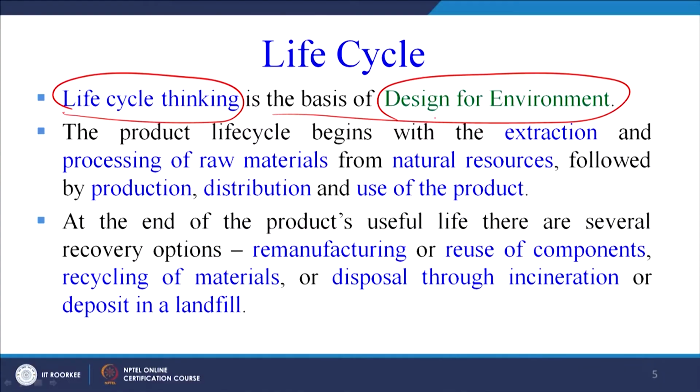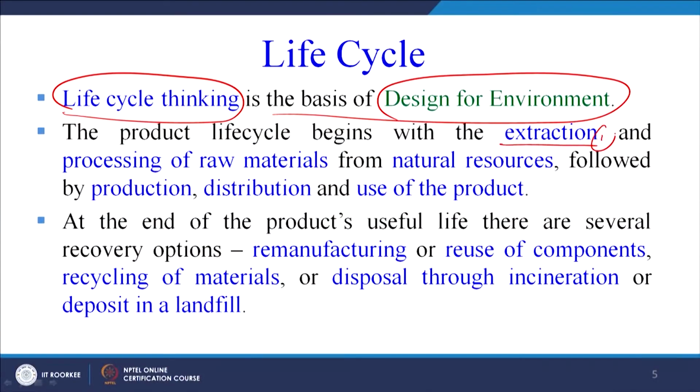The product life cycle begins with the extraction and processing of raw materials from natural resources, followed by production, distribution and use of the product. Now we derive the raw material from the environment or nature, and we convert it into a tangible product. This product is used by the consumer, and once the end of life of the product has been reached, the materials or the product is disposed of. Some part of it may be recycled, the other may be put into landfilling, or maybe incinerated.